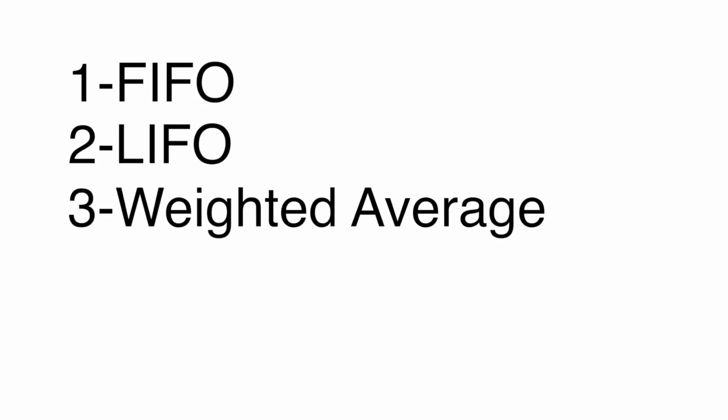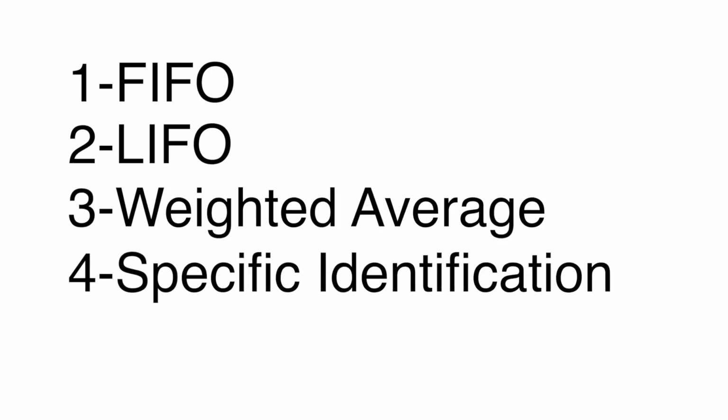So three different methods of calculation. The first one is called FIFO. The second one is called LIFO, and the third one is weighted average. And there's a fourth method, which is the specific identification method, but we will only talk about the first three.